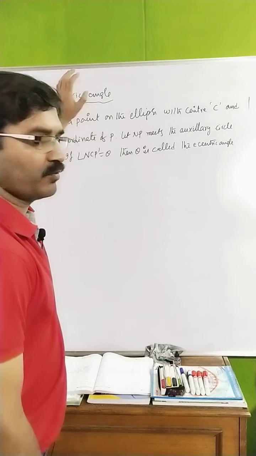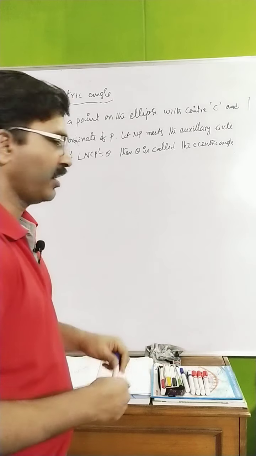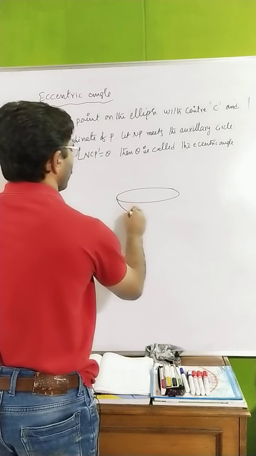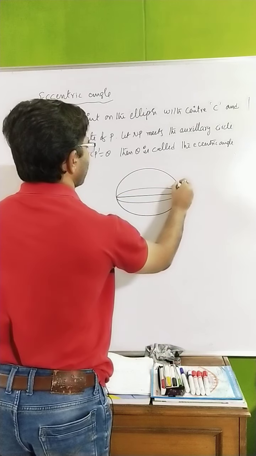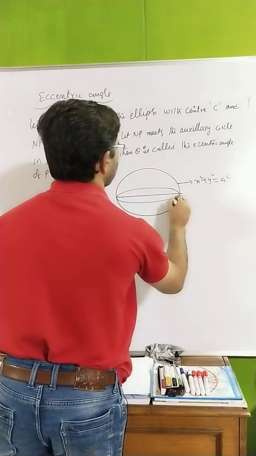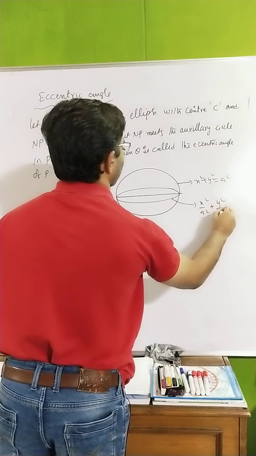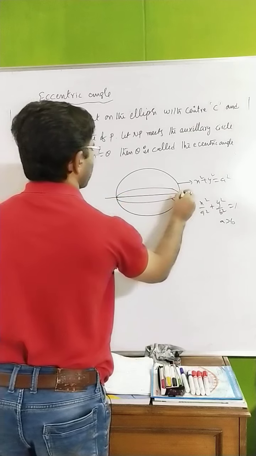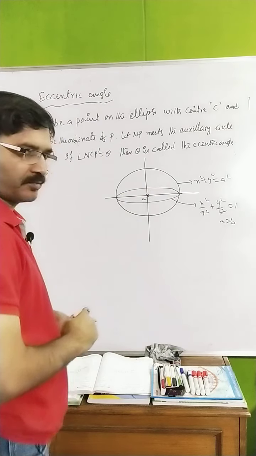See here, we'll start with eccentric angle. Now, what is meant by eccentric angle? Very simple. There is an ellipse with center C. This is the ellipse and this is the auxiliary circle, whose equations are like this. We'll treat A is equal to B. This is the x-axis and this is the y-axis and this is the center.